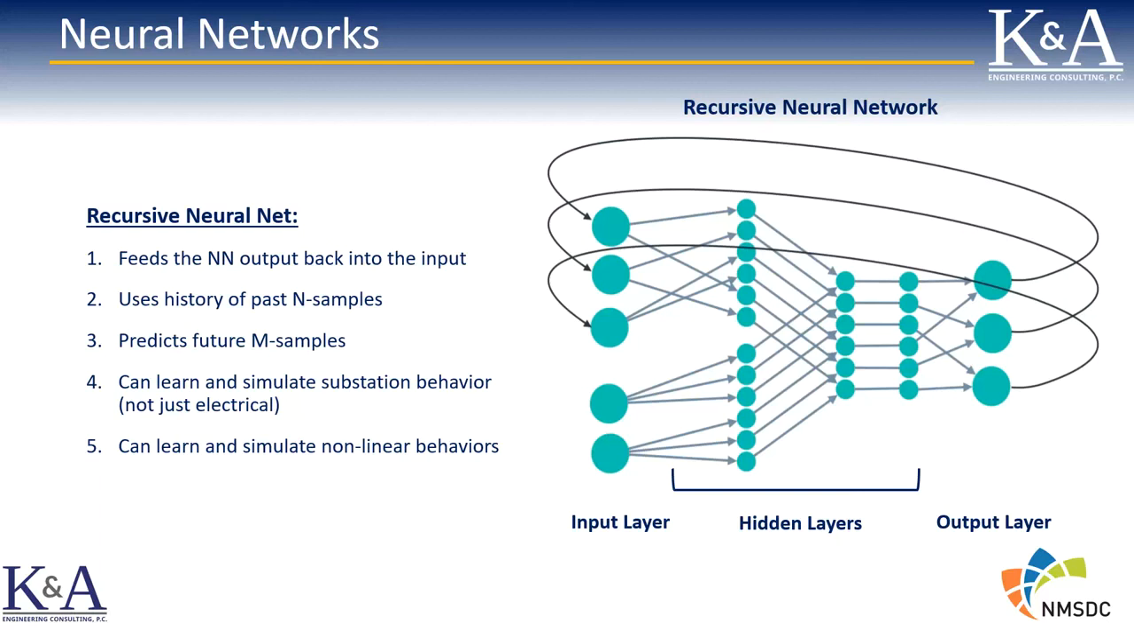Now, a predictive neural network, a recursive neural network, is not limited to predicting only the next time sample of the output of the simulation. You can actually tell it that you want 3 or 5 or 10 or 50 time samples ahead.